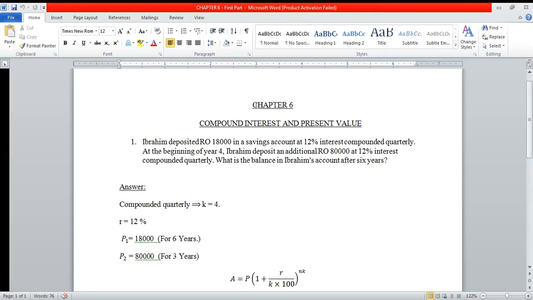Dear students, this is chapter 6, Compound Interest and Present Value.